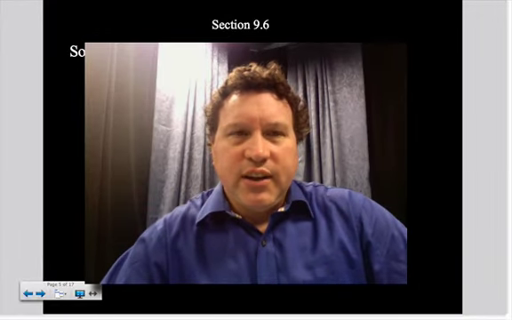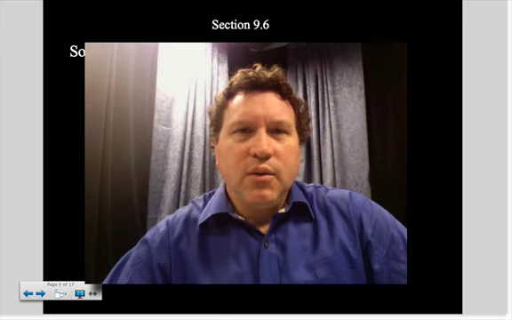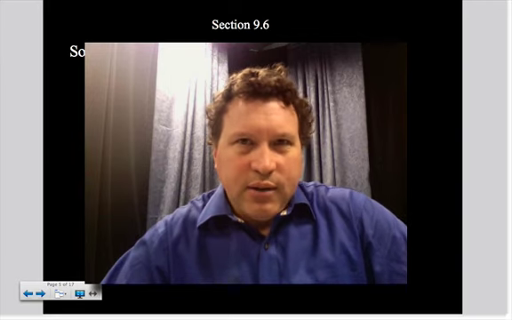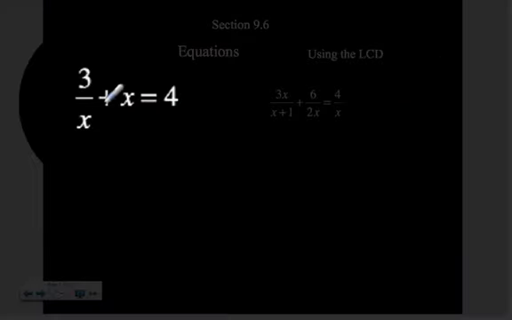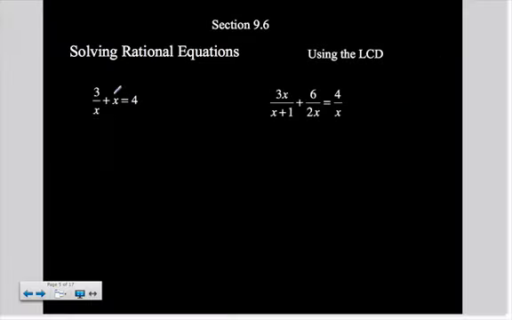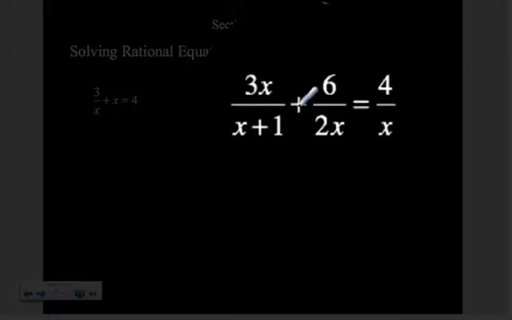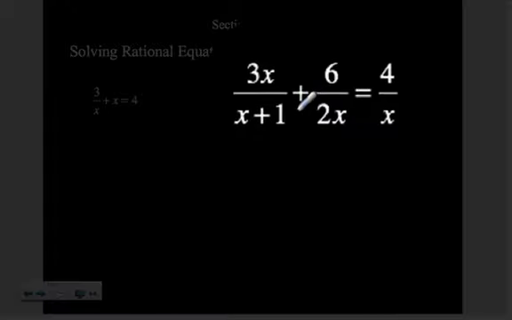Section 9.6 deals with solving rational equations. And rational equations take two forms. They can be problems like this one, or problems like this one, in which you have an addition or subtraction problem on one side of the equation.